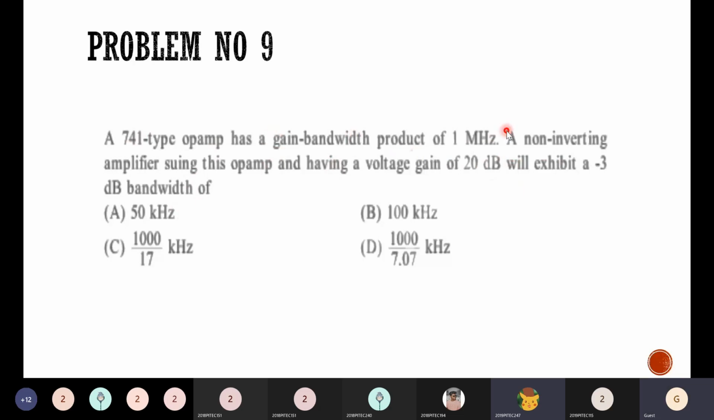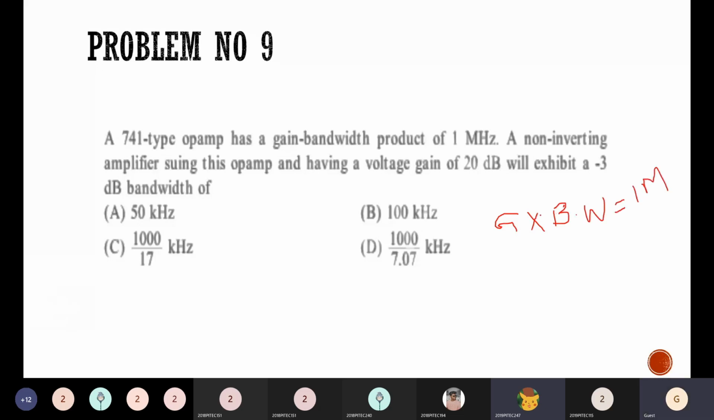Gain into bandwidth is 1 megahertz. Now you have to find out the bandwidth. So gain should be a known factor. For gain, they have given it in dB, 20 dB. So remove dB and get the normal value of the gain. Substitute that here. That value into bandwidth is equal to 1 megahertz, so both are known and the only unknown will be bandwidth. From that, find out the bandwidth. Understood? It is gain into bandwidth, which will be equal to 1 megahertz.